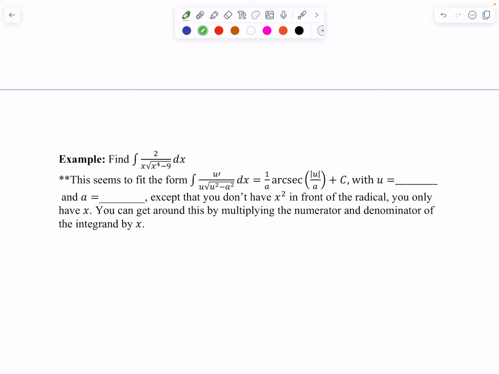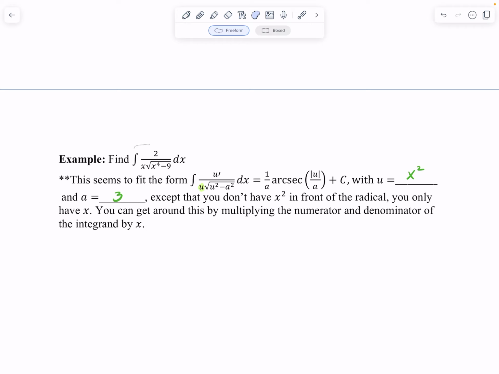Okay, so this seems to fit that formula where u would be equal to x squared, and a would be equal to 3, okay? Except we don't have an x squared in front of the radical, right? Because u should be right here, but if u is x squared, we don't have that. So what we can do is think about multiplying the numerator and denominator, right? So multiplying the integrand by 1, x over x.